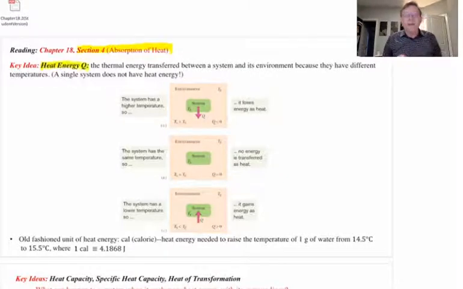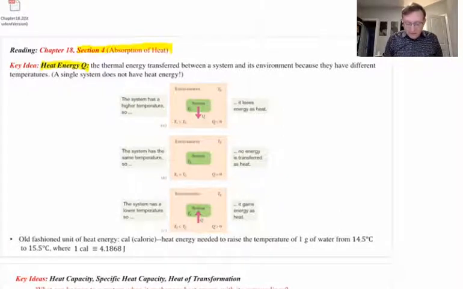Now, heat is a form of energy, and the symbol that we use to represent heat energy is a capital Q. So we have to use that notation. But what is heat energy? Let's be clear about that. Here's my description of it.